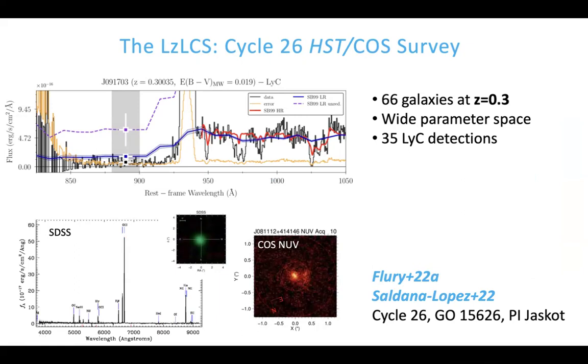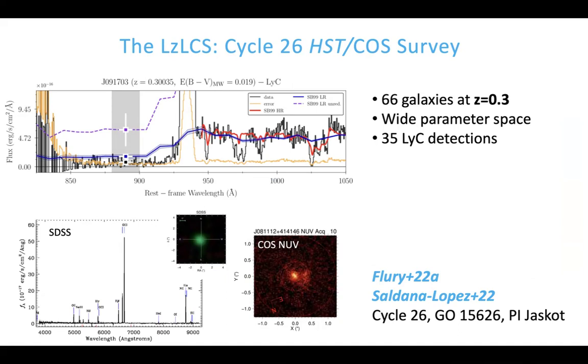The Low Redshift Lyman Continuum Survey, or LzLCS, is a Cycle 26 HST COS survey that looked at 66 galaxies at redshift 0.3 in the Lyman continuum and deliberately targeted a wider parameter space than previous searches, to really try and look at what properties are associated with Lyman continuum photons making it outside of a galaxy. We have 35 Lyman continuum detections from this sample. Along with past literature samples, that brings us to 50 Lyman continuum emitters known at redshift 0.3, and then stringent upper limits for the remaining non-emitters in our sample.